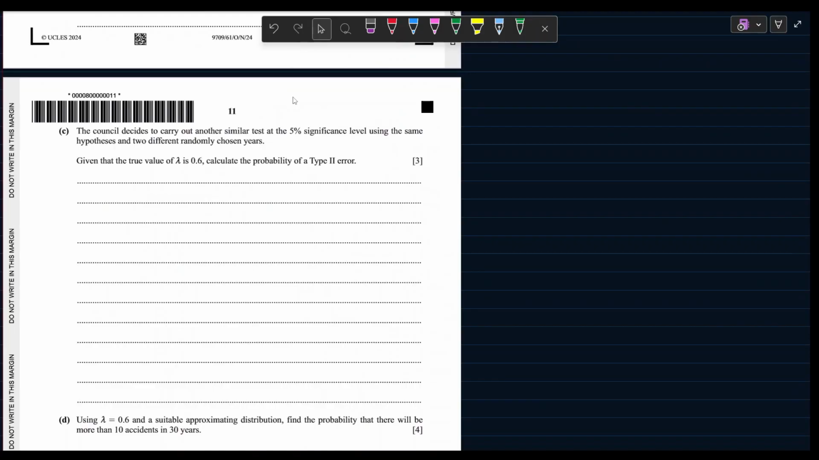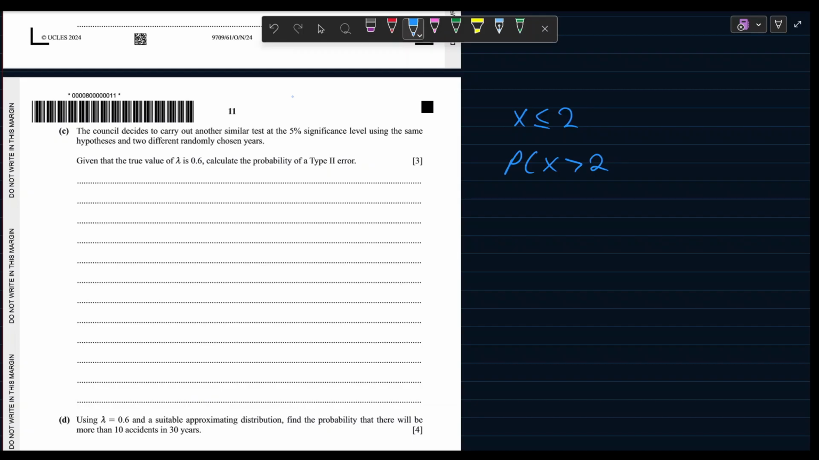Part C says the council decides to carry out another similar test at the 5% significance level using the same hypothesis and 2 different randomly chosen years. Given that the true value of lambda is 0.6, calculate the probability of a type 2 error. So we found that our rejection region was x is less than or equal to 2. So a type 2 error is when we do not reject H naught. So in other words, the probability of being outside the rejection region, the probability that X is greater than 2.